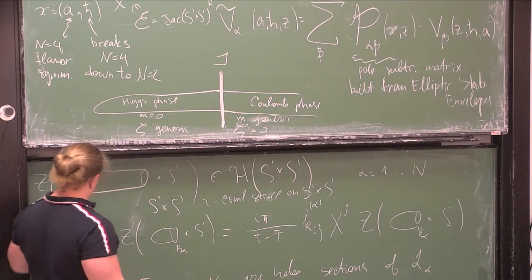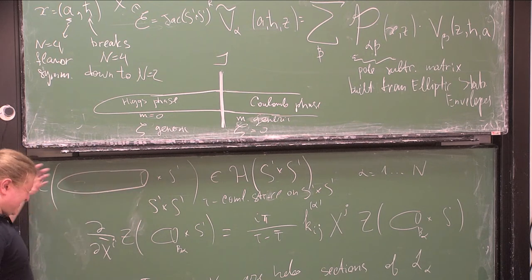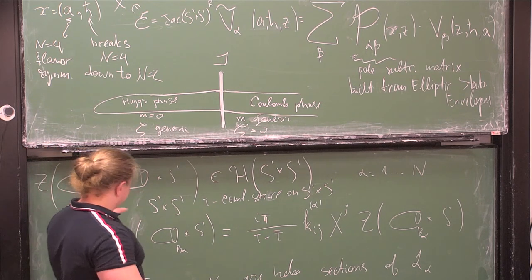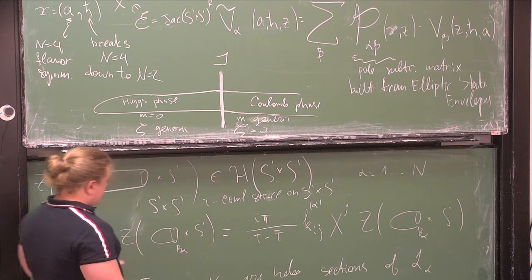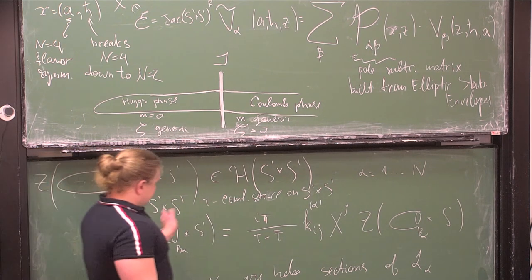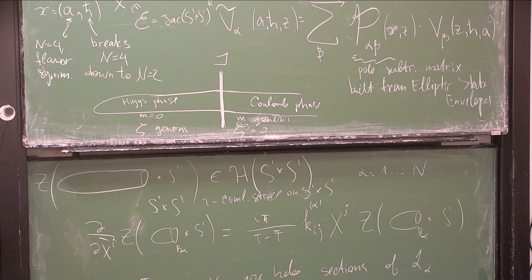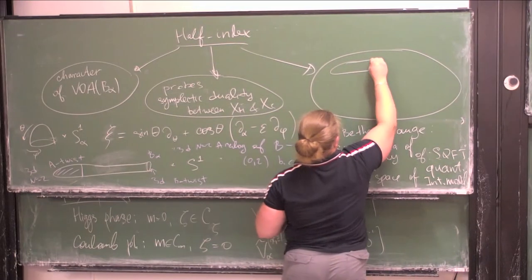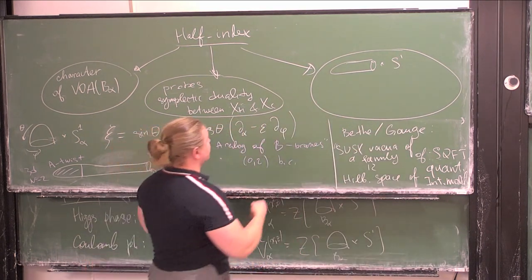Notice how I said that the vortex partition function, this half index, actually generates a state in the Hilbert space on the torus, which can be decomposed. It's really a linear combination of ground states. So what one can do is consider such partition functions with additional insertion here.